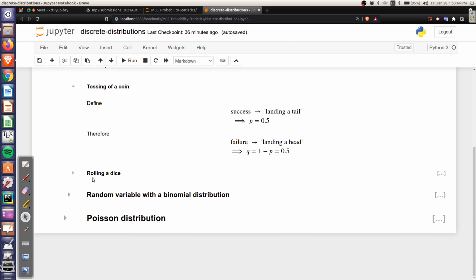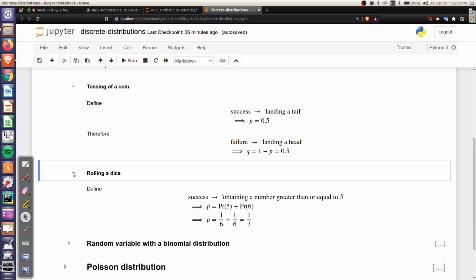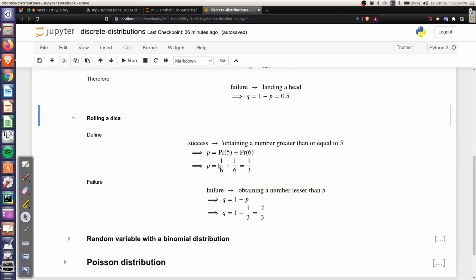Remember, the outcomes can be many, but the way you define your event, the success or failure, is totally up to you. So in the case of rolling a dice, let's say I define success as obtaining a number greater than or equal to 5. This could be a scenario where you are rolling a dice in a game of Ludo. In a game of Ludo, you want to get a number as high as possible. So the most favored number that you want to get will be 5 or 6, right?